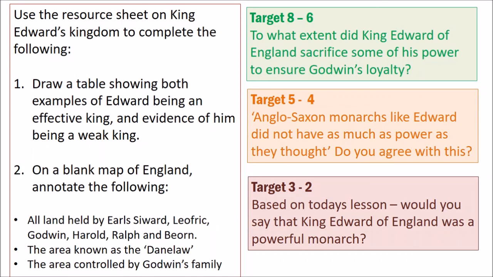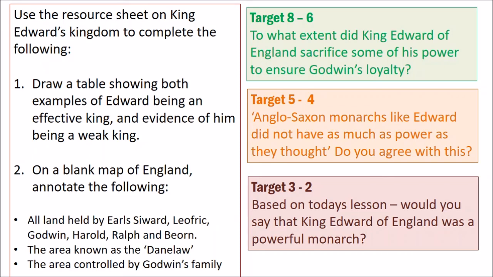Right, 4s and 5s. Anglo-Saxon monarchs, like Edward, did not have as much power as they thought. Do you agree with this? 100%. That's just my opinion, though. Definitely, Anglo-Saxon monarchs did not have as much power as they thought. They relied entirely on their earls. Without their earls, they couldn't really do anything.